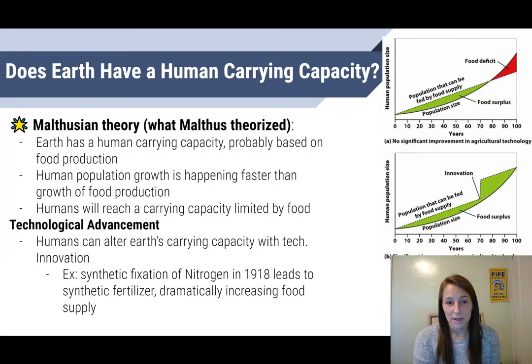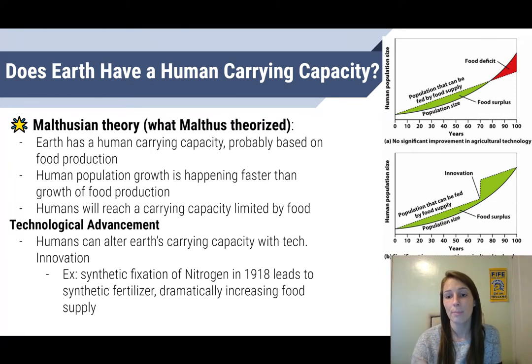So the question that many people have asked is, does Earth have a human carrying capacity? And Thomas Malthus, the guy whose picture was on the first slide, had what's called the Malthusian theory. Basically, what he theorized is that Earth does have a human carrying capacity, and it's probably going to be based on food production. He believed that human population growth is happening faster than the growth of food production. And so humans will eventually reach a carrying capacity here on Earth that will be limited by food.